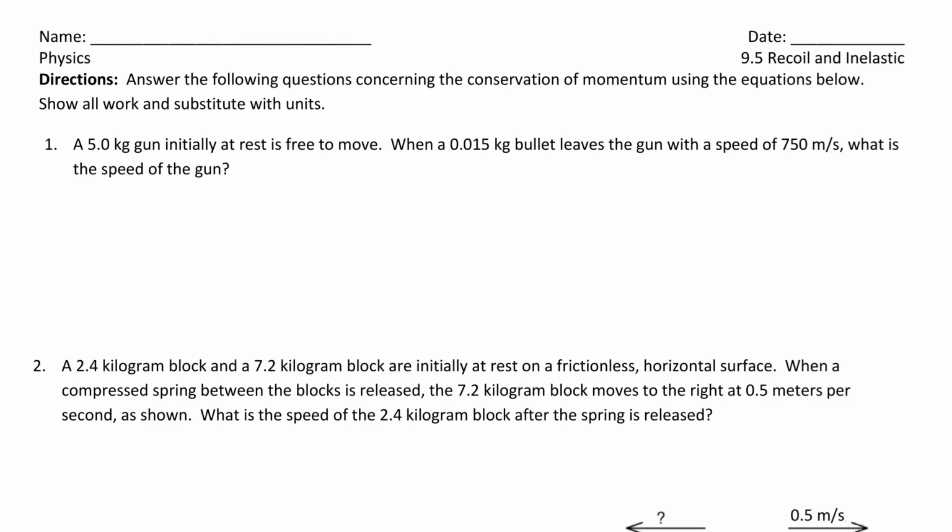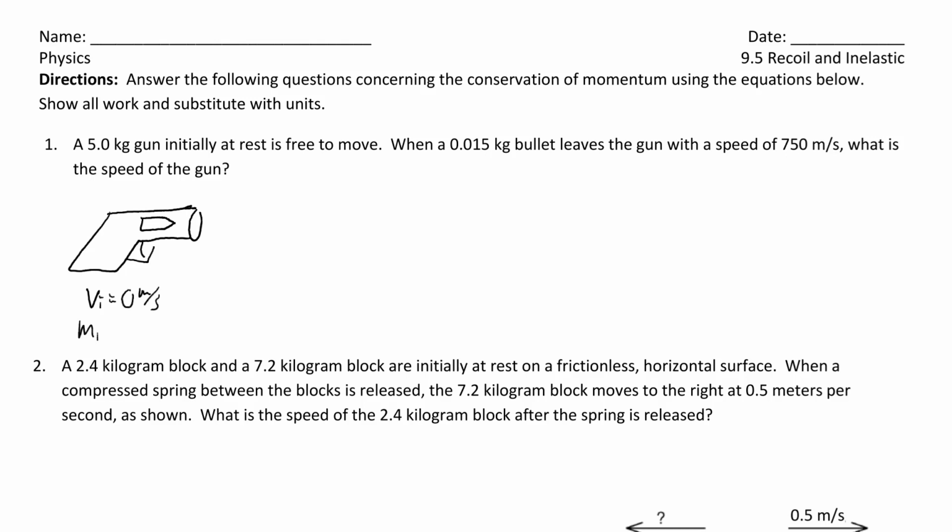Number one: a 5 kilogram gun is initially at rest and it's free to move. When a 0.015 kilogram bullet leaves the gun with a speed of 750 meters per second, what is the speed of the gun? So you have your gun, and you have your bullet inside of the gun, and initially they're both at rest. So the initial velocity is 0 meters per second.